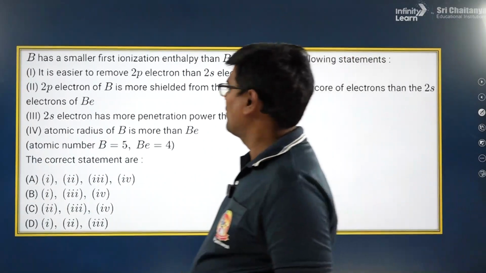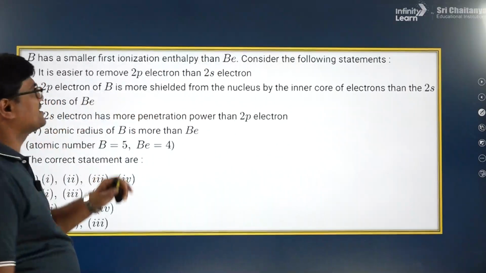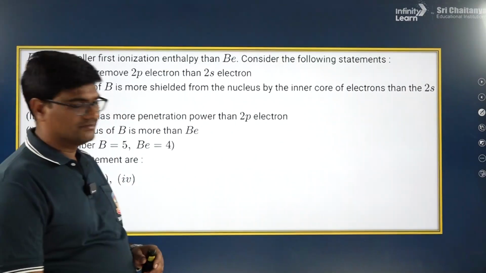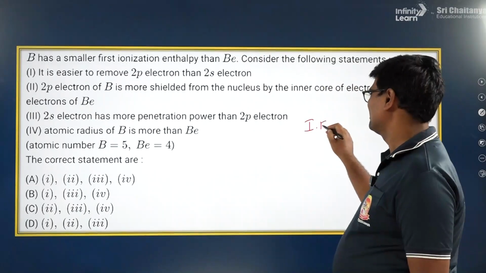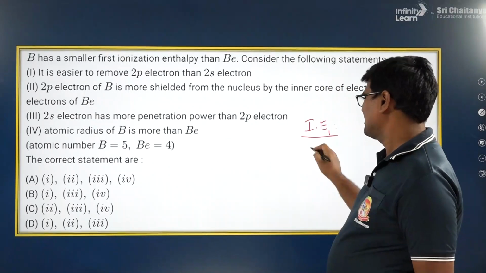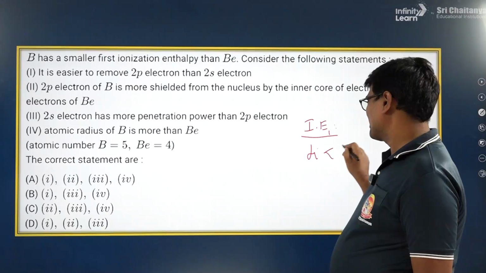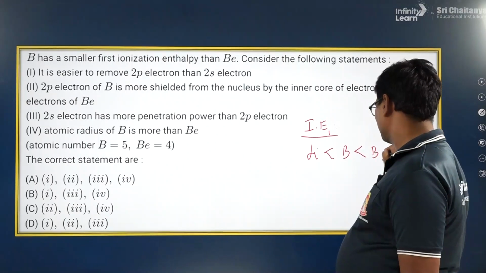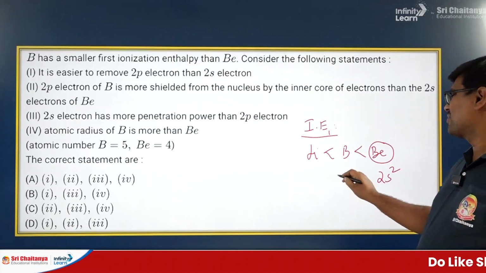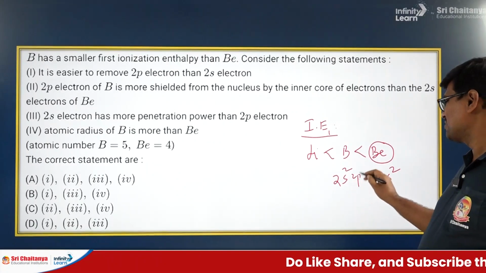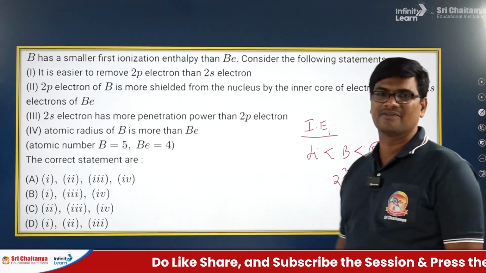The next question is about comparison of ionization enthalpy of boron and beryllium. Let's see. Boron has smaller first ionization enthalpy than beryllium. Obviously, you know the ionization energy trend: lithium smaller than boron smaller than beryllium. Beryllium electronic configuration is 2s2, boron electronic configuration is 2s2 2p1. Beryllium has a little more stable configuration.